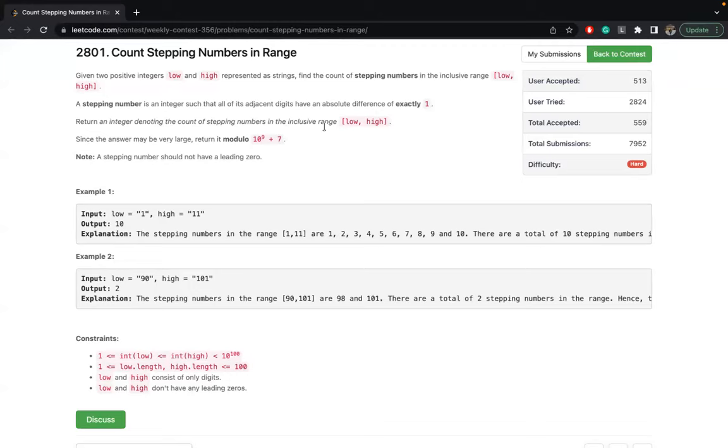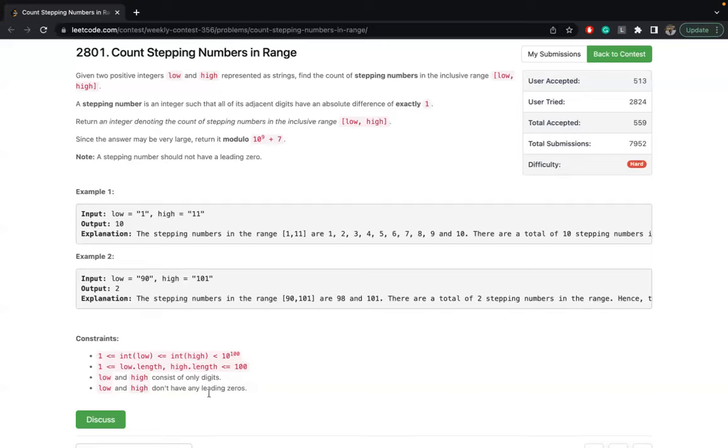So let's talk about how we can approach this. We can look into the digits and keep making numbers one after another. But before that, let's look into the constraints. The length of those numbers will be up to 100, so 10 to the power 100 is the limit for low and high. The minimum value is 1, the maximum is 10 to the power 100. Low and high consist of only digits, 0 to 9.